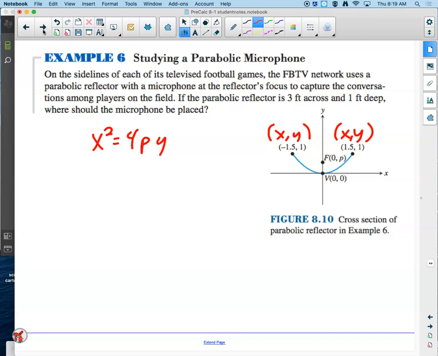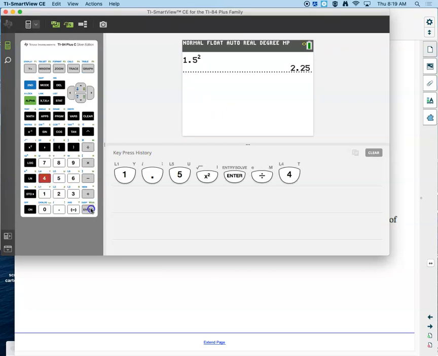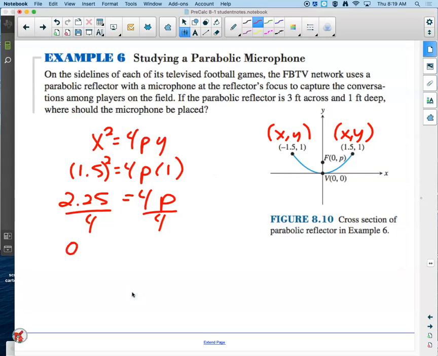So we're going to put the 1.5 in for x, and the 1 in for y, and that will allow us to figure out what is that directed distance p. So we need 1.5 squared, which is 2.25, and then we'll have to divide it by 4, which I'm going to punch the whole thing in here anyway so everybody can see it. So 0.5625. So there's our p value.